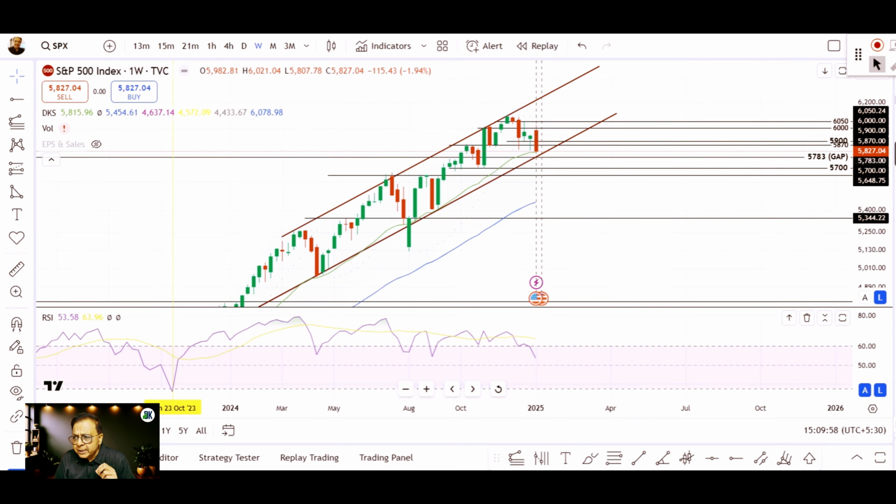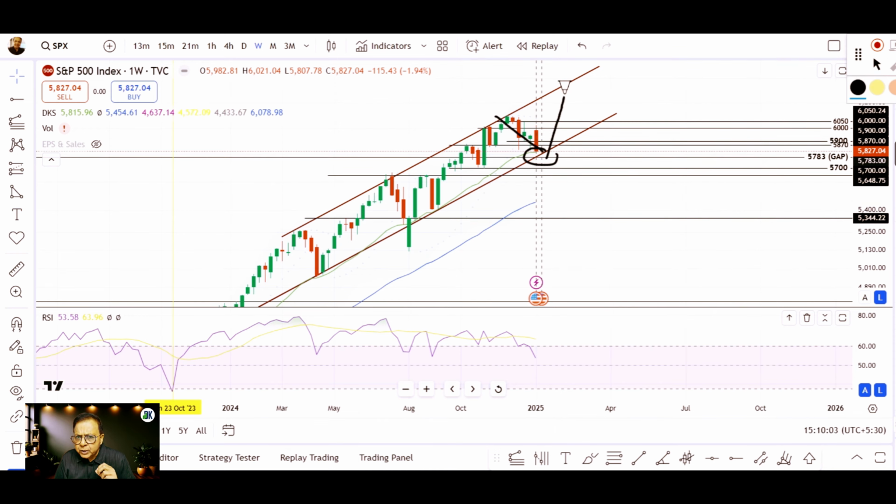And if it bounces, then the cyclic phenomenon, if it tests here and then bounces, then it will test the upper fiber of the rising price channel. So, let us go to the daily price chart to further understand the price action.